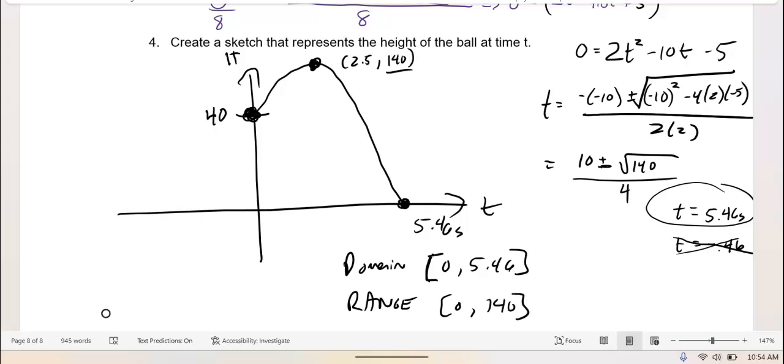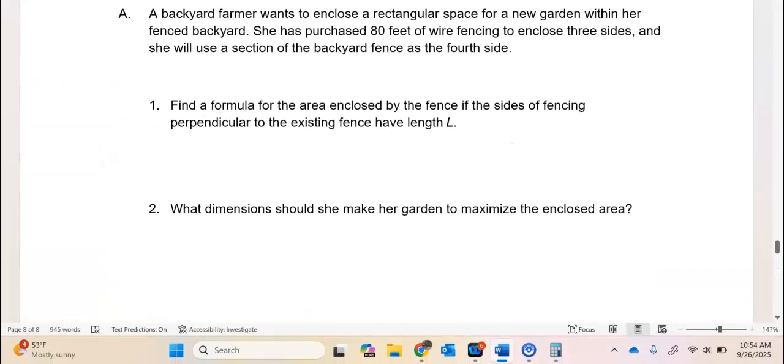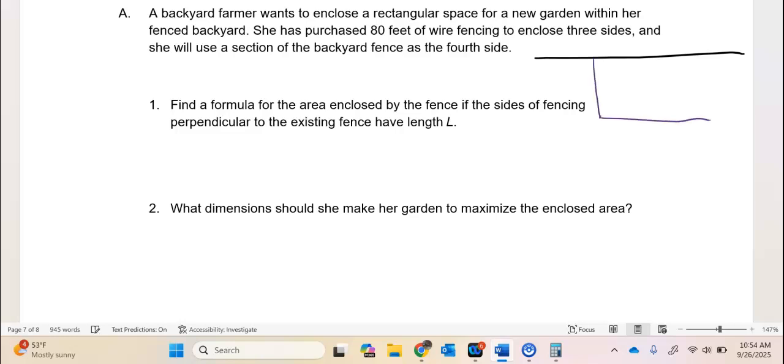All right, I got one more application. Let's take a look at this next one. A backyard farmer wants to enclose a rectangular space for a new garden within her fenced backyard. She's got 80 feet of wire fencing to enclose 3 sides, and she will use a section of her current fence. So here's her current fence, and she's going to say, all right, I'll use that fence for one side to save me some fencing. I'm going to go 3 sides. All right, so that's the scenario.